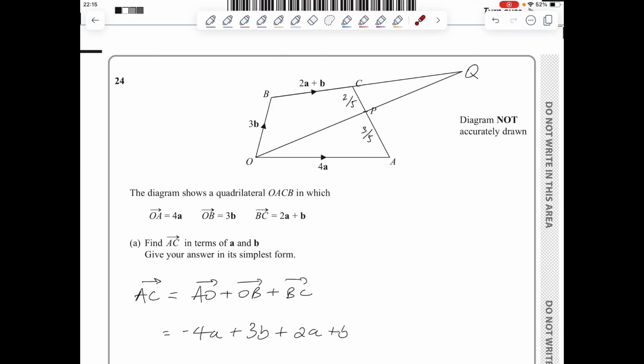Now OQ is a multiple of OP and BQ is a multiple of BC. So I'll find OQ in two different routes, and then I will equate those two routes. Before I do that, I'll need to find OP.